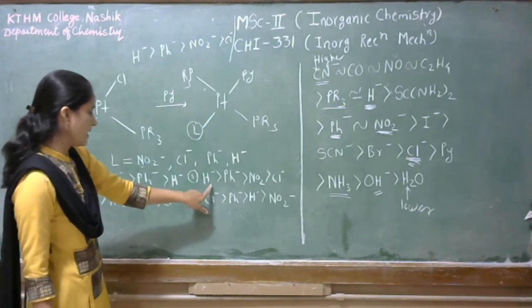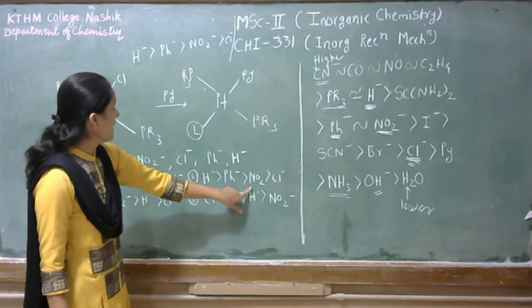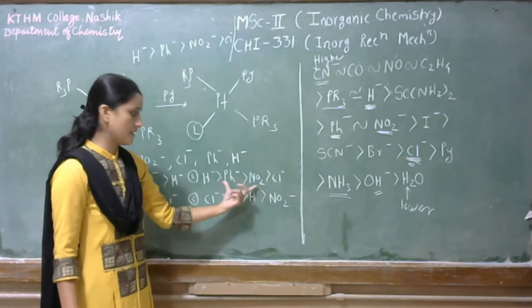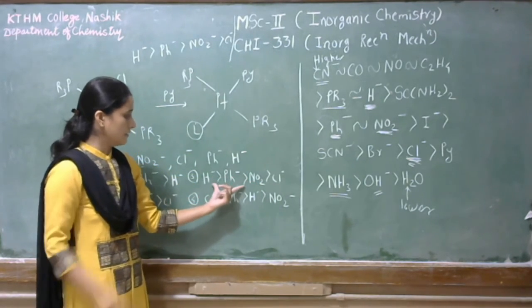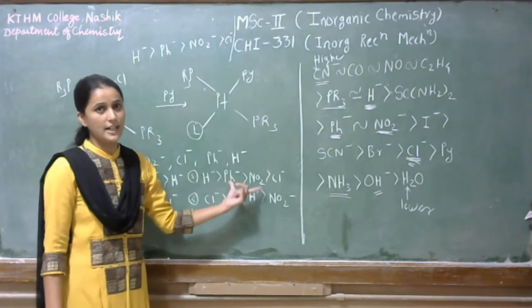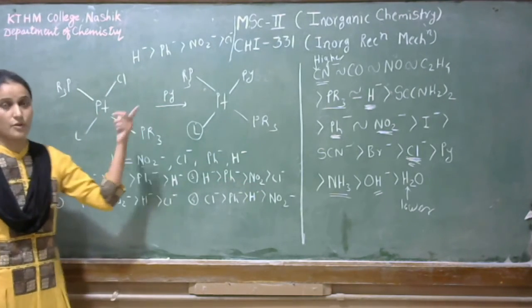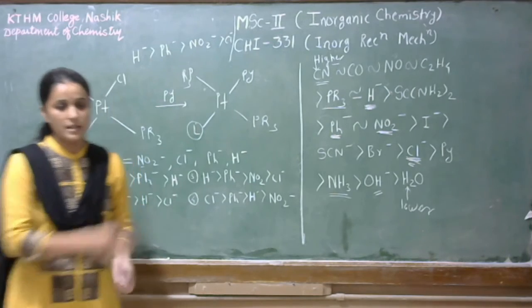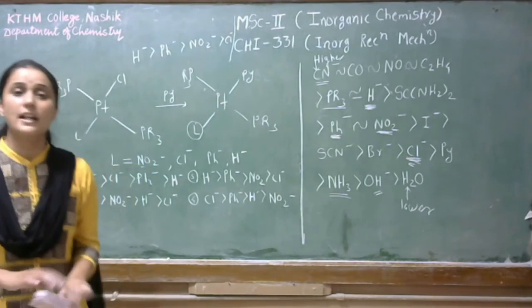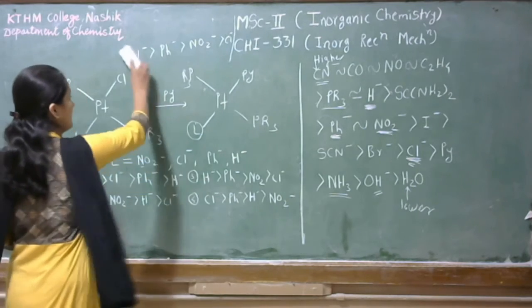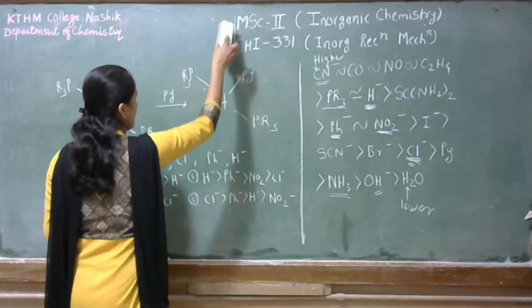Where is that option? H minus, PH minus, NO2 minus and Cl minus. This is nothing but your answer. So this is the directing power of your ligand, so your reaction proceeds faster. Okay, this type of question may be asked in your competitive exams like NEET, SET and GATE also. So let's see another problem.